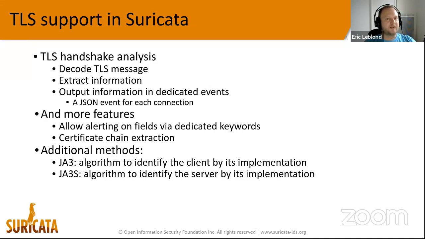And we can also extract the certificate on disk. So if you want to, you can modify an alert to say, if I see that, then I want the certificate chain to be extracted on disk. And there are these two additional methods, JA3 and JA3S, that we will detail later, that allow us to identify client or server by its implementation. Basically, we can get a TLS user agent concept using the JA3.